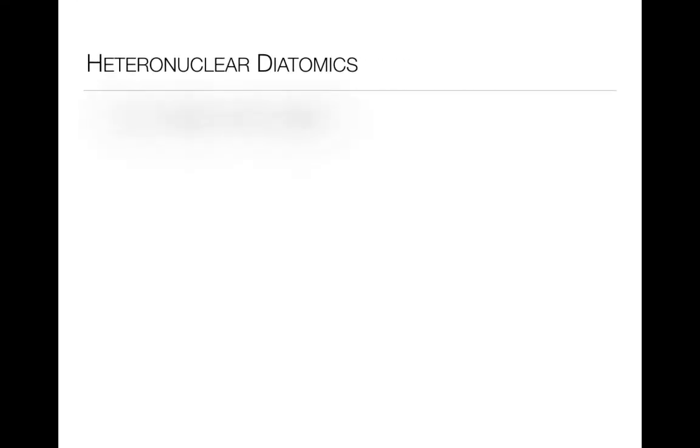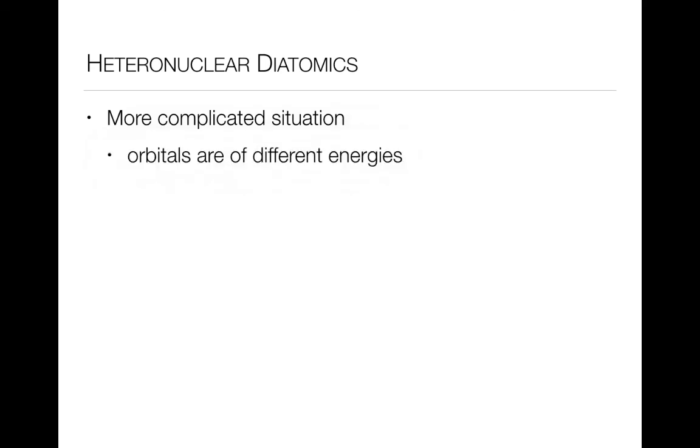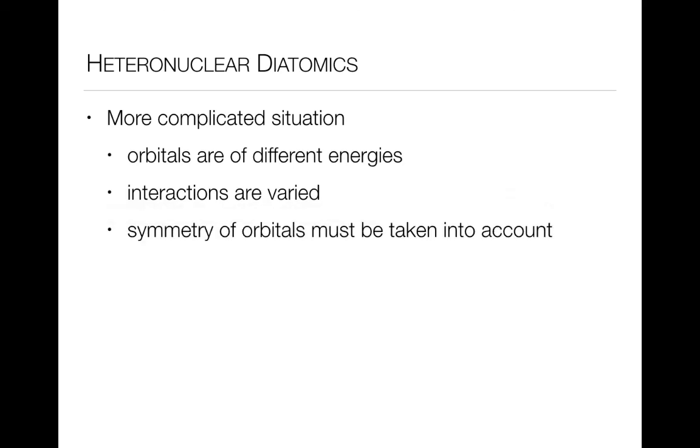Now we can move on to heteronuclear diatomics, as opposed to homonuclear diatomics. A heteronuclear diatomic is where your 2 atoms are different, and this is quite a bit more complicated a situation, mainly because your orbitals here are of different energies, and your interactions can really vary depending on where the orbitals end up in terms of energy, and also the symmetry of the orbitals has to be taken into account as well.